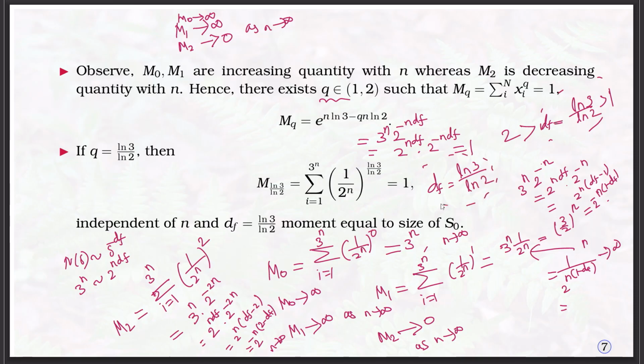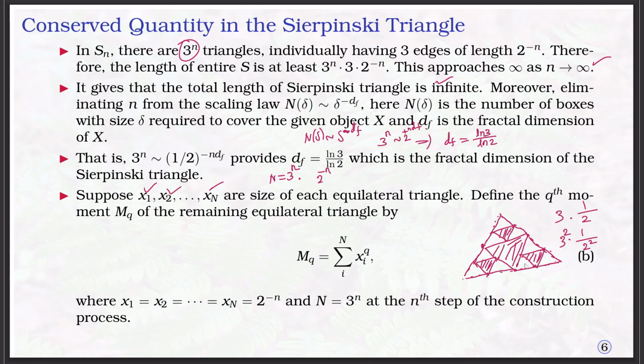Now, with respect to this df, the qth moment m df is equal to 1. Again, you can observe that it is independent of the iteration n, and the dfth moment is equal to the size of the initiator S naught, because we started from the equilateral triangle with side length 1. So, the 3 triangles of side length 1 we will get finally, which is 1.